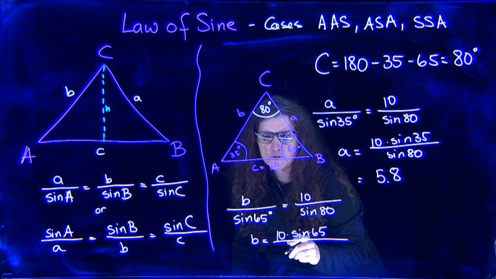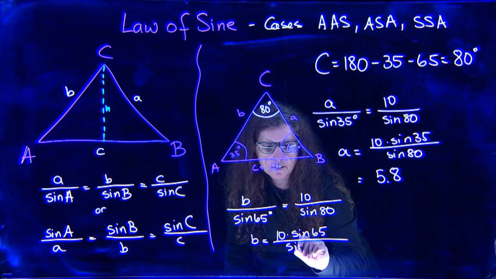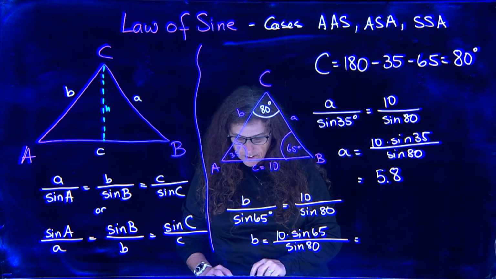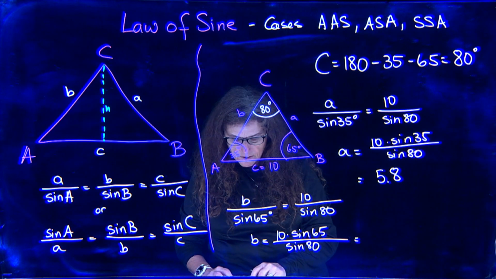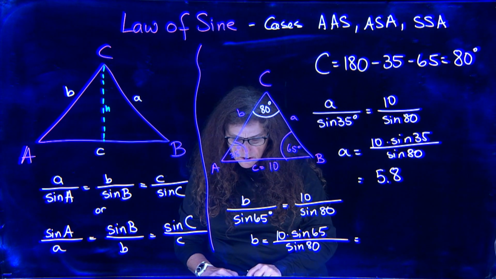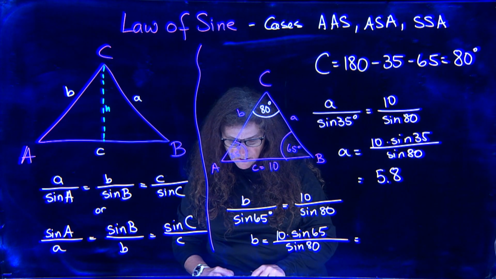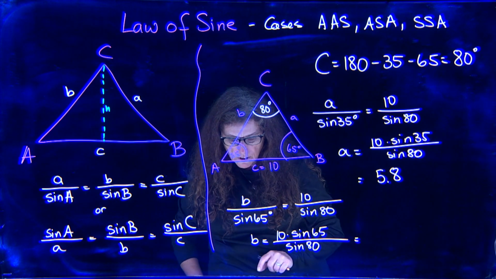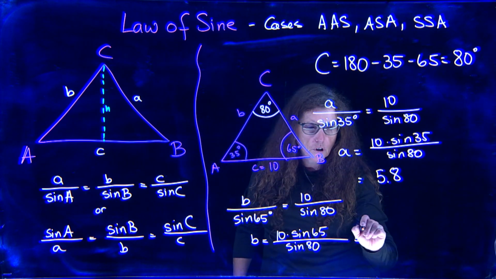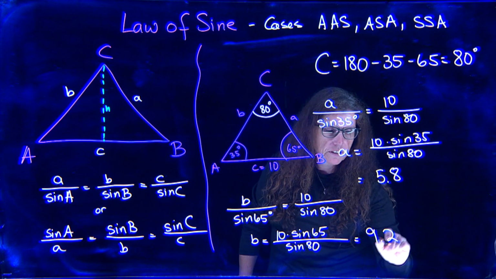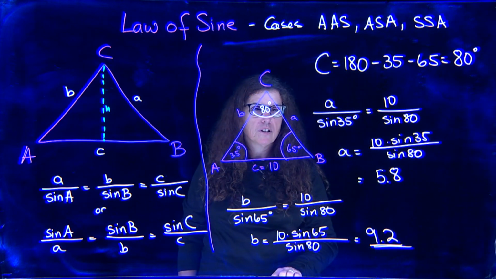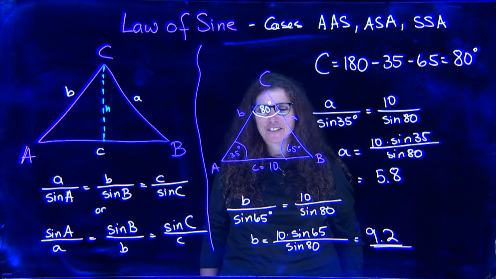So 10 times sine 65 over sine of 80. You need to use the calculator here, so 10 times sine of 65, divide that by sine of 80. I got 9.20, so approximately 9.2. Here you go. We found all the angles inside of the triangle.